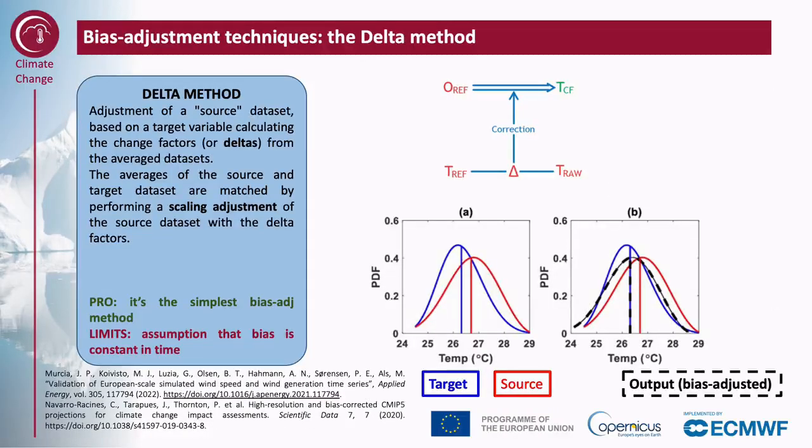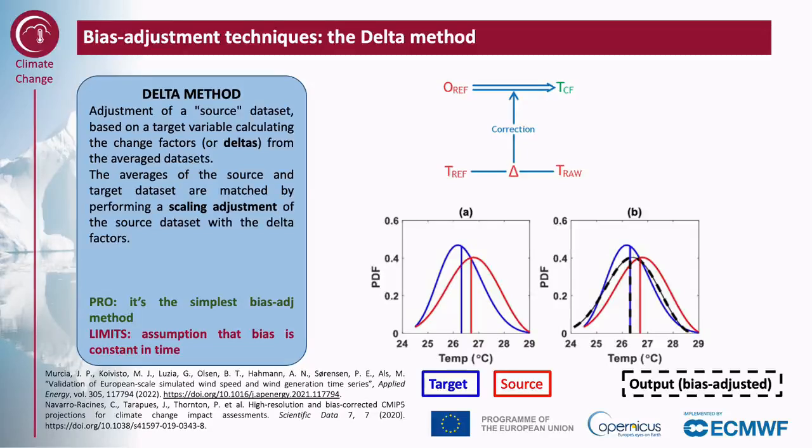Now, moving to the topic of the bias adjustment, the delta method allows the adjustment of a source dataset based on a target variable by calculating the change factors or deltas from the average datasets, as explained in the top picture. In particular, the averages of the adjusted source and target datasets are matched by performing a scaling adjustment of the source with the delta factors, as shown in the bottom picture. From the bottom picture distributions, it can be noticed that the mean of the corrected source, that constitutes the output of the bias adjustment procedure, matches exactly the average of the target distribution.